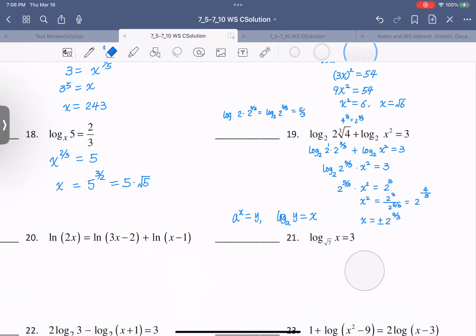Number 20 and the number 21. Please do it by yourself. All the students, if you want me to call you to do question with you together, you just text me a private message. I will call your name. We will work on it together.